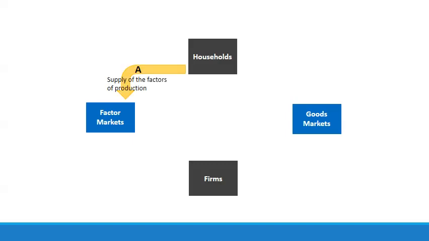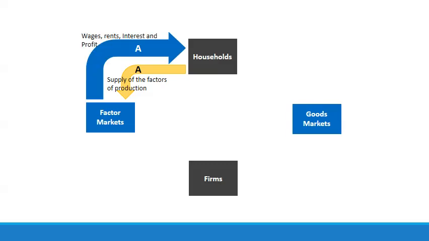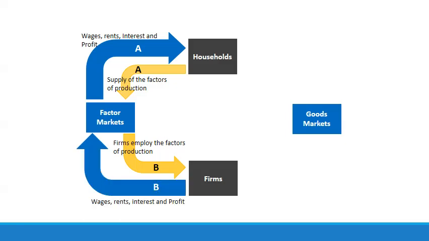Obviously when we look at A, it's the supply of the factors of production. And also, in return, they get wages, rents, interest, and profit. On the bottom end of that, in the factor market, firms are purchasing the factors of production. They are employing them from the households through the factor market, and in return, of course, it's wages, rents, interest, and profit. So on the left side is the movement of the factors of production for wages and rent. For example, a household provides labor through the market to the firm, and the firm pays them wages.